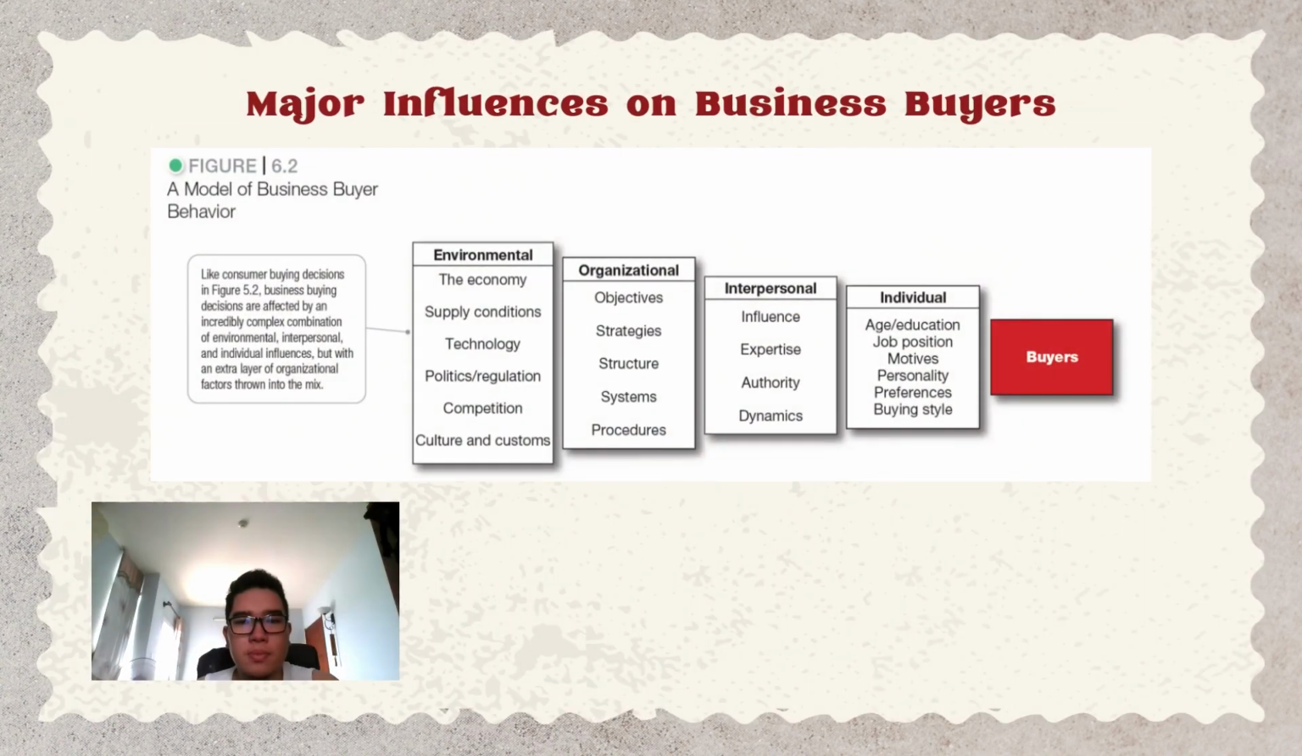The major influences on business buyers, represented in Figure 6.2, include four parts. The first one is environmental, the second one is organizational, the third is interpersonal, and the final one is individual. The first one includes the economy, supply conditions, technology, politics, regulation, competition, culture, and customs. The second one consists of objectives, strategy, structure, systems, and procedures. The third one includes influence, expertise, authority, and dynamics. The fourth is age, education, job position, motivation, personality, preference, and buying style.